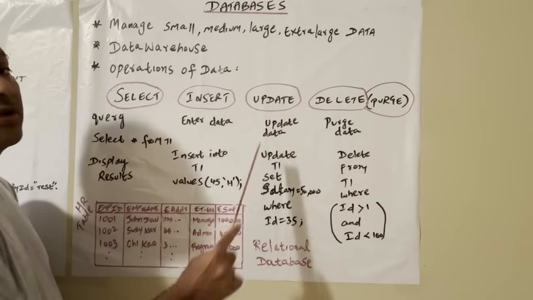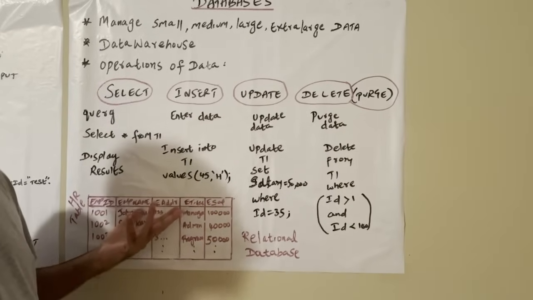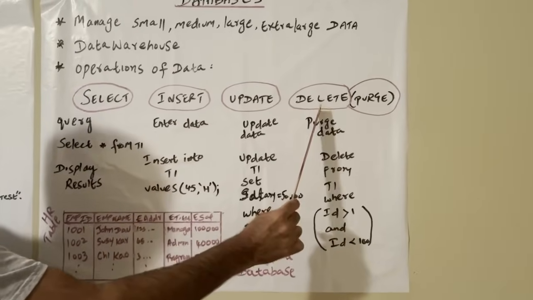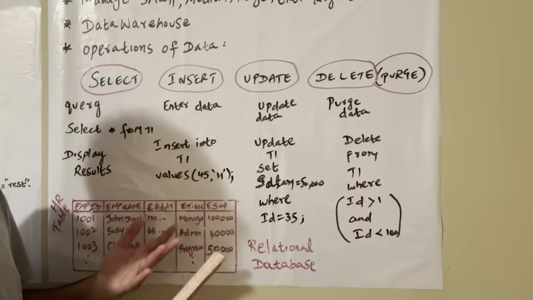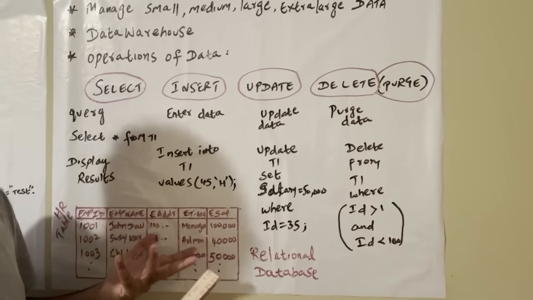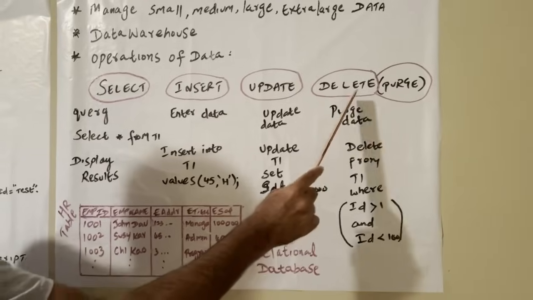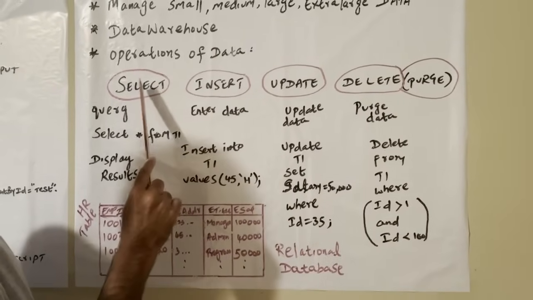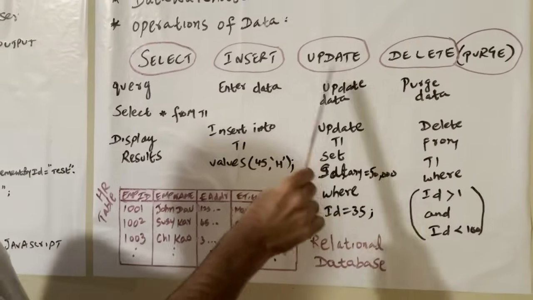Third operation is we want to update the data, change the value of some of the attributes, and we want to delete or purge the data, like old data we don't want to keep. If it's not used, we have to purge or delete it, because if we purge properly, it will help the select query execute faster, and all other operations too.